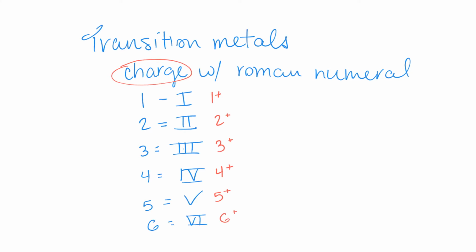Now, the reason this is important is that some transition metals, like iron, have multiple charges. An iron atom can either have a positive 2 charge or a charge of plus 4. So in our naming, we would write that as iron II or iron IV, right? There's lots of transition metals like this, so we want to remember that.